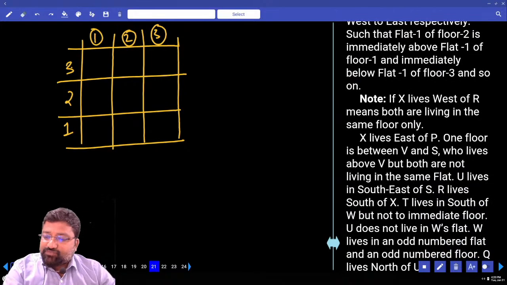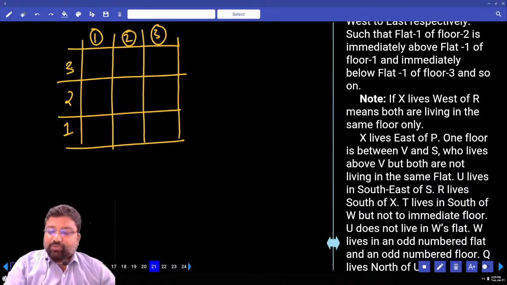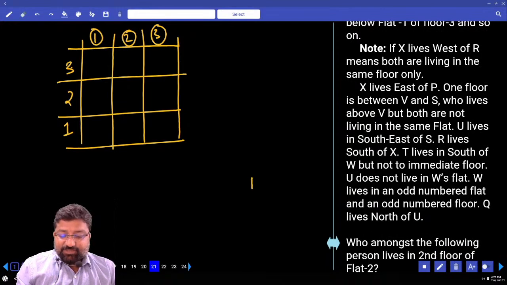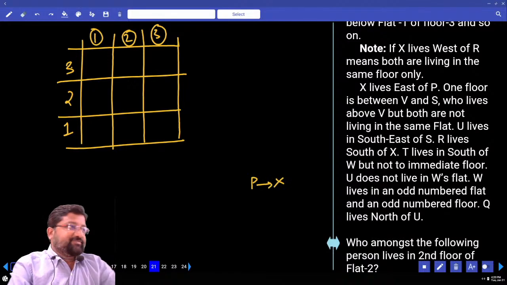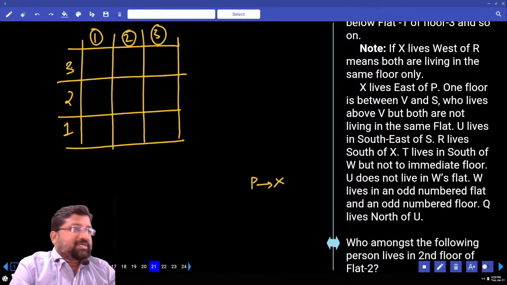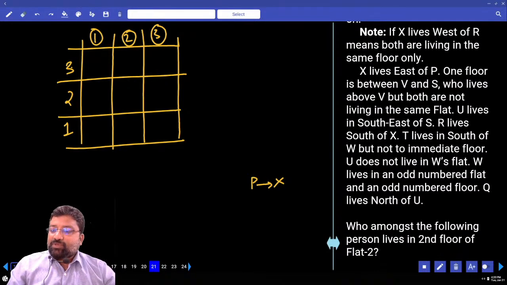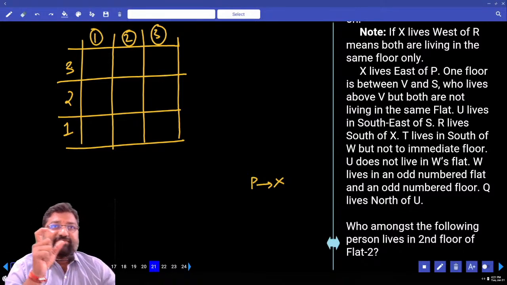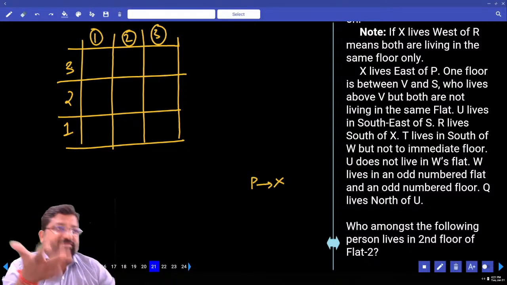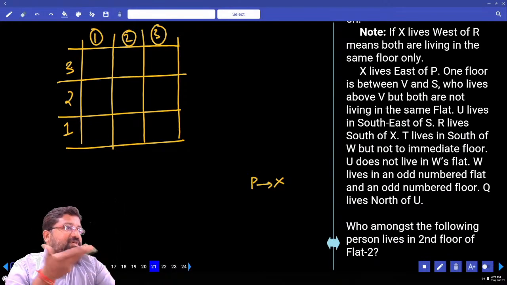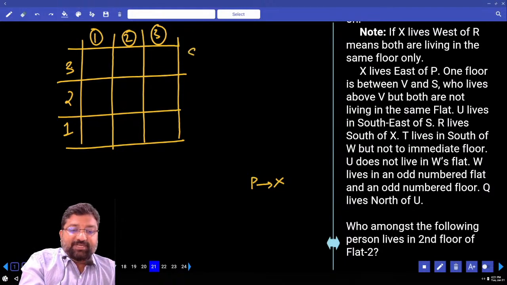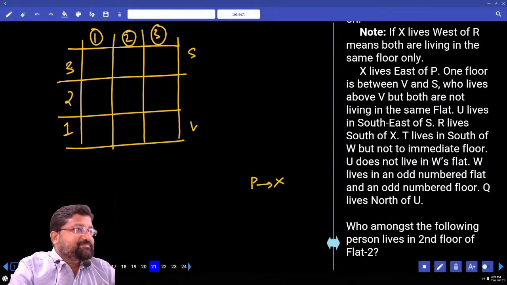If X lives to the west of R, both are living on the same floor. X is to the east of P. Both of them live on the same floor. Next. Only one floor between V and S. S lives above V, and both are not living in the same flat. One floor between V and S will cover how many floors? 3 floors. S is living above V, so S is on top and V is at the bottom.